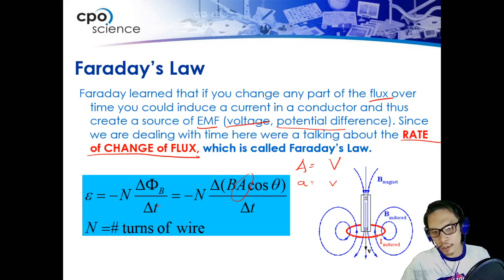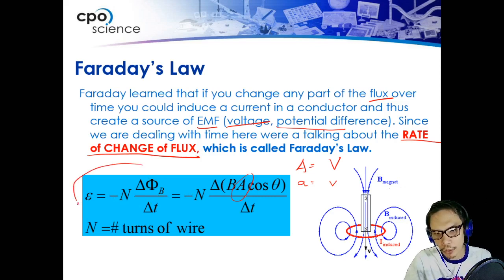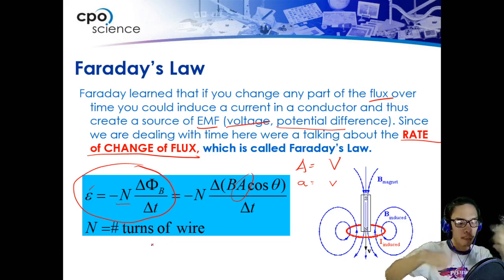So what do we have here in this formula? These are all the factors that affect the amount of voltage that is produced. Number one is the number of turns of wire. We have the N over here. This is the number of turns of your wire, or the loop.